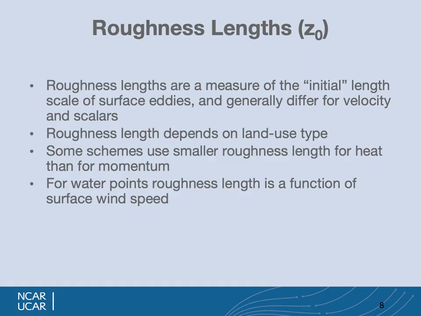Some schemes use smaller roughness lengths for heat than for momentum. That's called a thermal roughness length when the heat value differs from momentum. For water points, the roughness length is a function of wind speed to represent the effect of waves. But typically over water, roughness lengths are very small, of the order of a millimeter to maybe a centimeter in extreme cases.